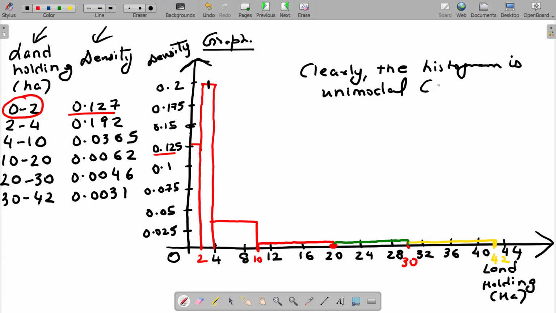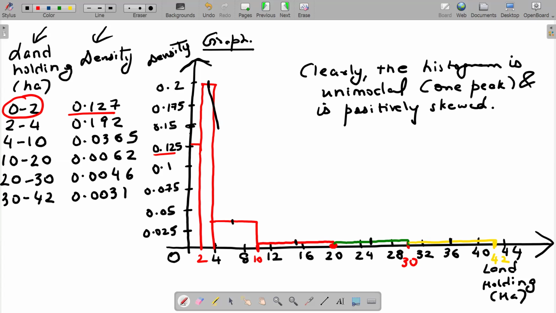That means it has only one peak and is positively skewed. The values are all skewed to the right. If I join all the midpoints, students can see that the values are all skewed to the right. Okay, so it's a positively skewed histogram. Then what's the next part asking us? Coming back to the question paper.